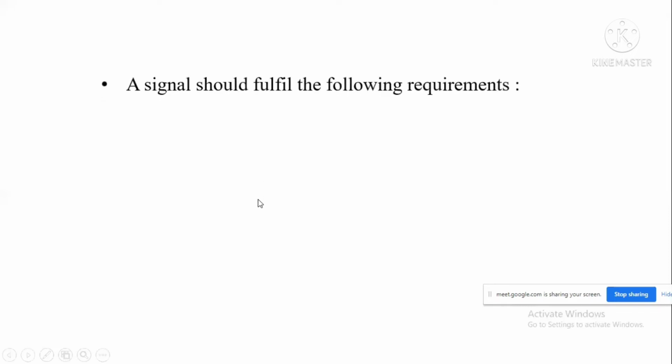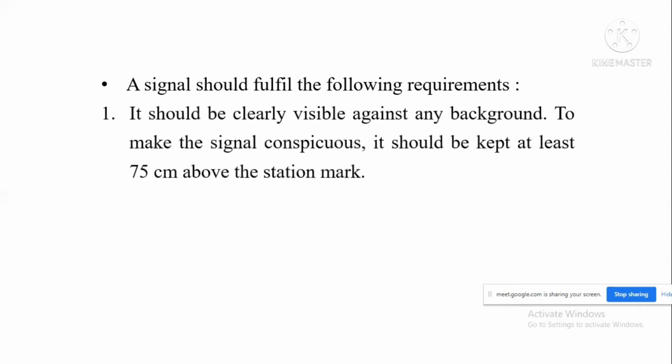Classification is done whether it is a daylight or non-luminous signal, or a sun signal, or a night signal. Correspondingly, the signal should fulfill the following requirements. It should be clearly visible against any background. To make the signal conspicuous, that is visible, it should be kept at least 75 centimeters above the station mark.